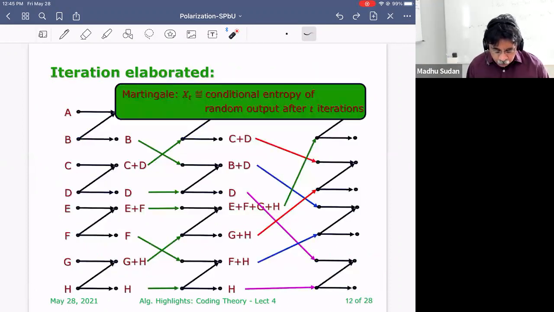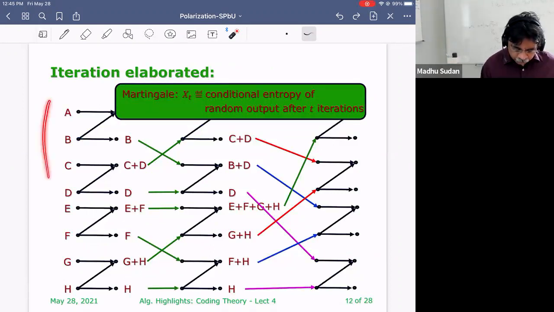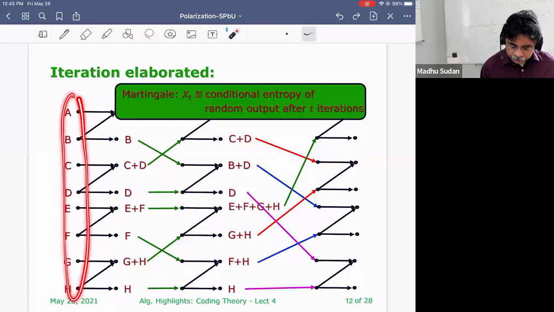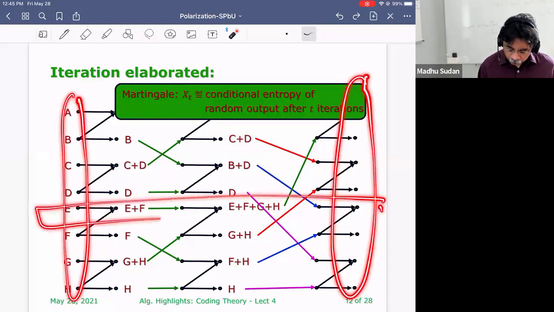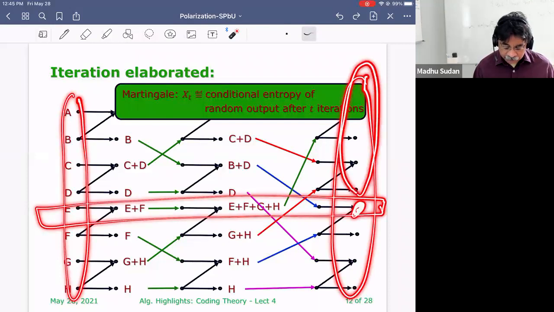All right, so what is our martingale going to be? What we're going to do is, we fixed some t. That means we've created this thing where we started off with 2 to the t bits here and end with 2 to the t bits. We'll pick a random row over here, and look at this entry here and ask, this is a random variable, it's 0, 1 valued. What is its entropy conditioned on everybody above it?